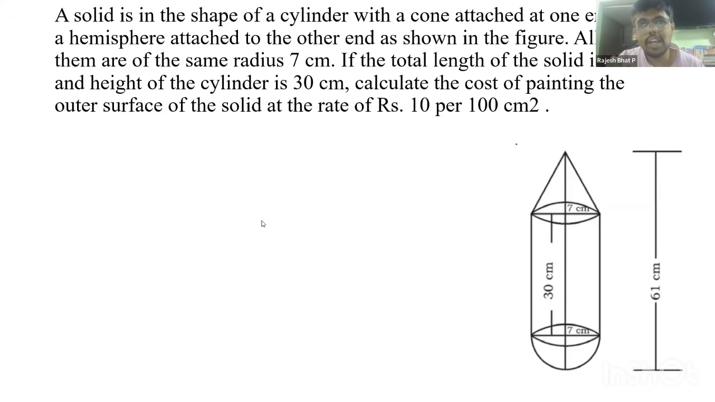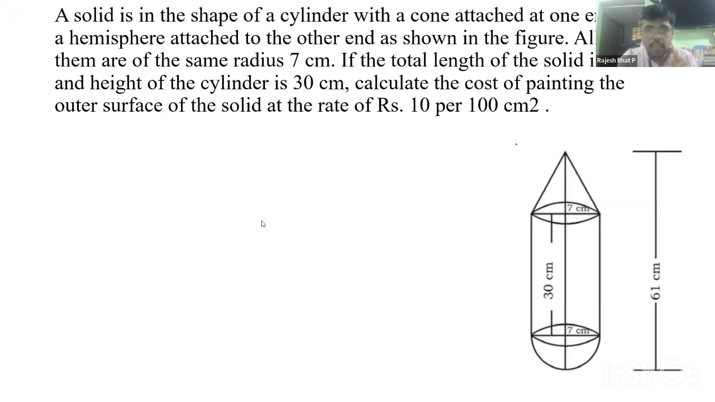See, now it's very simple. Half of 7 is 3.5. If 7 is the diameter, what will be the radius? 3.5. Now I'm telling you 3.5 is the diameter. What will be half of 3.5?